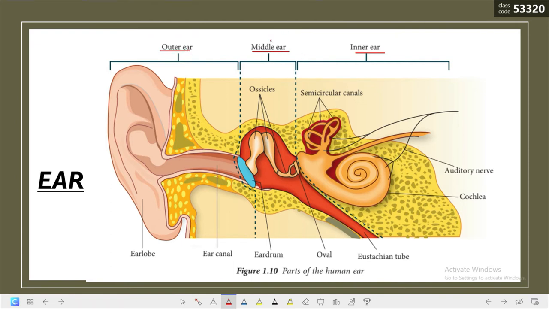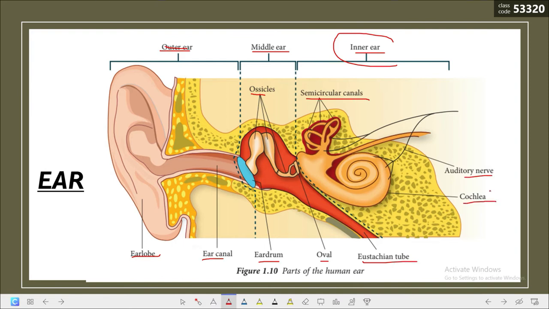While the middle ear consists of the eardrum, ossicles, and also the oval window. So the middle ear consists of ossicles, eardrum, and oval window, and the outer ear, earlobe and ear canal. The rest, the inner ear, consists of semicircular canals, eustachian tube, auditory nerve, and cochlea.